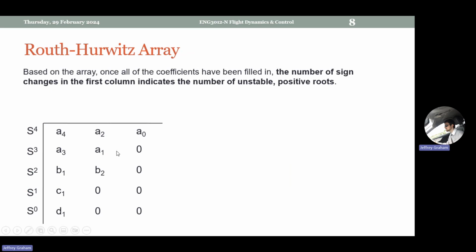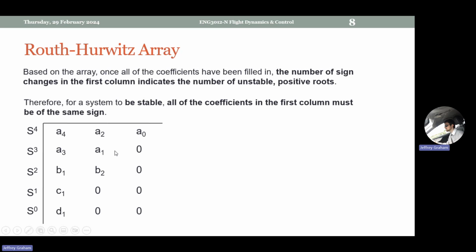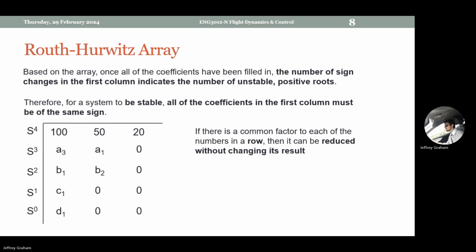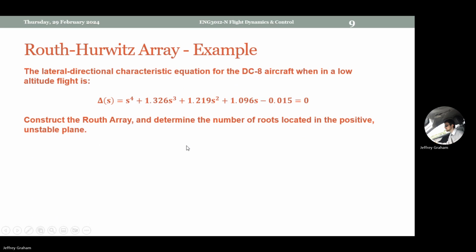What you can do, you don't necessarily have to do this, but when you've got numbers in the array, as long as there's a common factor involved, you can reduce it to a common number. So each of these values are divisible by 10, so you can divide by 10 in that row if you wish. You don't have to. It just makes the determinants a little bit easier to use and get the answers out. Doesn't affect the results, just makes your life a tiny bit easier. Right, example, I'll show you how this works.